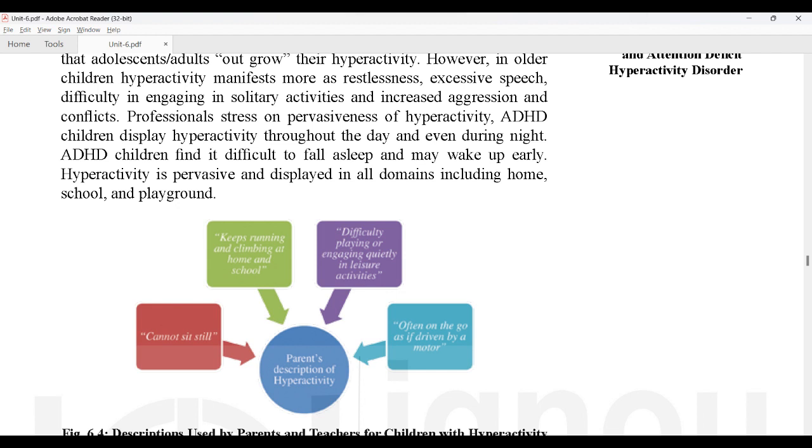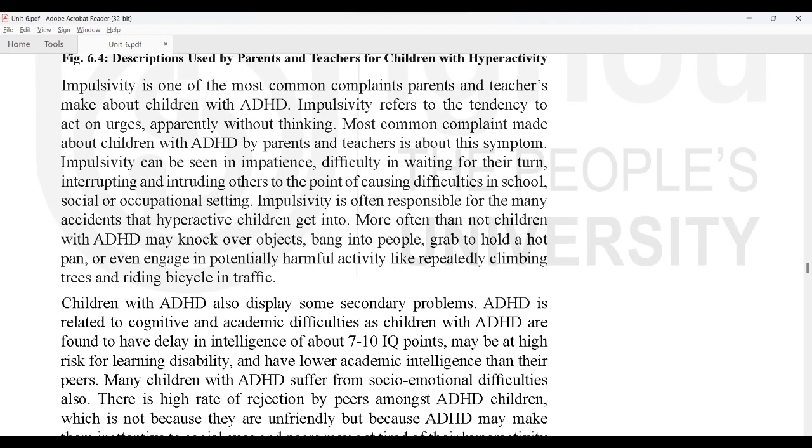ADHD children display hyperactivity throughout the day and even during night. ADHD children find it difficult to fall asleep and may wake up early. Hyperactivity is pervasive and displayed in all domains including home, school, and playground.